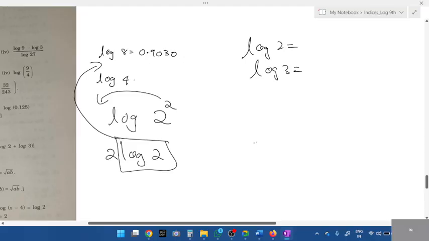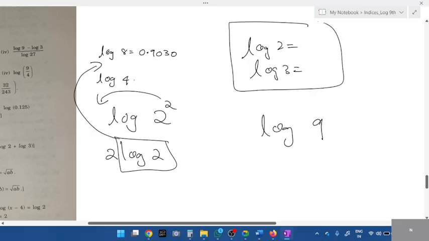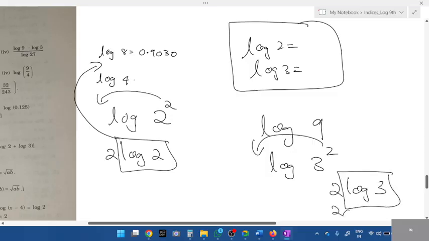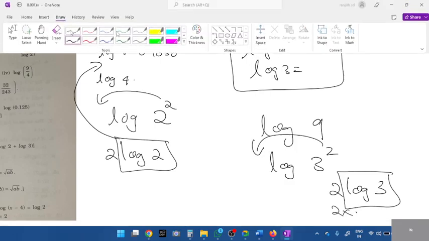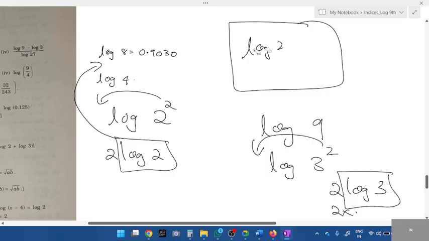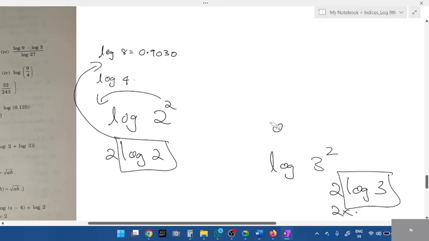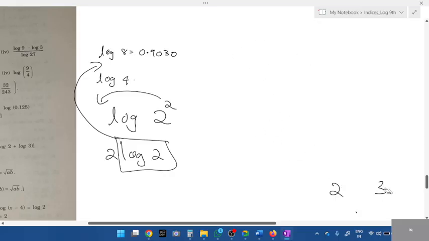I'll tell you how to convert. Next, if you have log 9, there are only two values given, students, log 2 and log 3. If they give log 9, how will you convert log 9? 3 square. This 2 goes to the beginning. What do you get? They'll give you the log 3 value, substitute, and you'll get the answer. Now, log 2 is not given. Instead of log 2, log 8 is given. I'll tell you how to convert this log 8 into log 2.